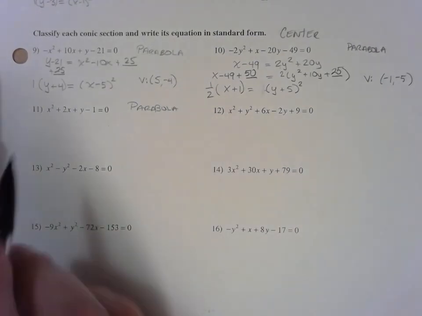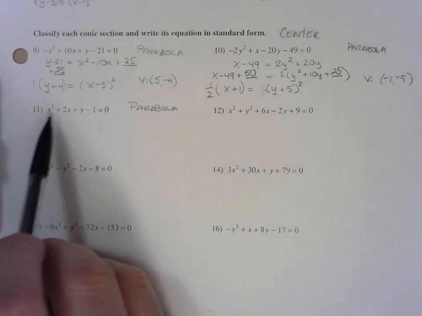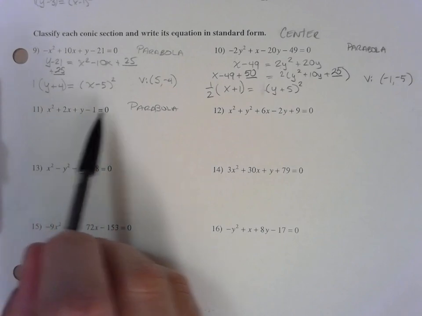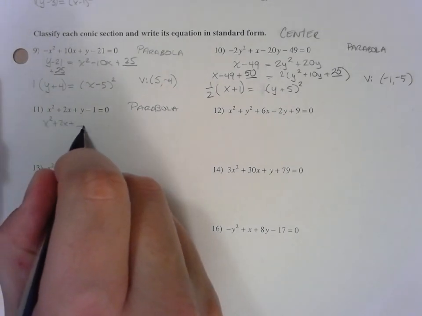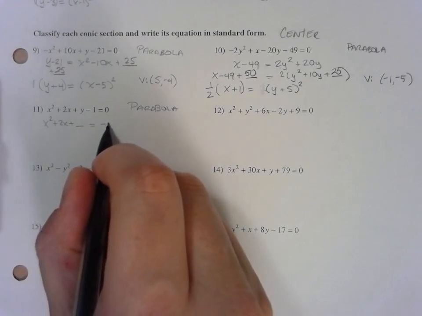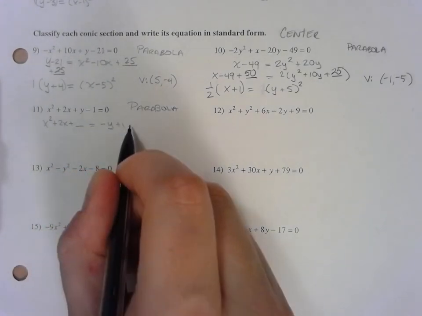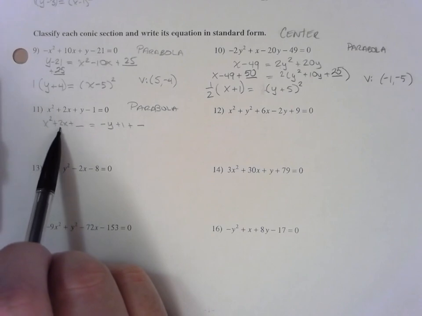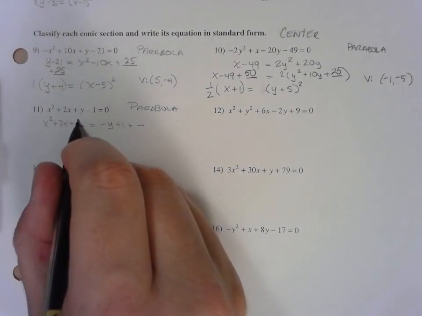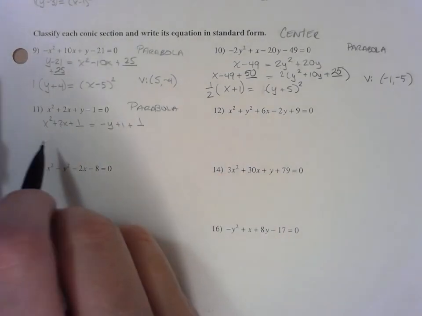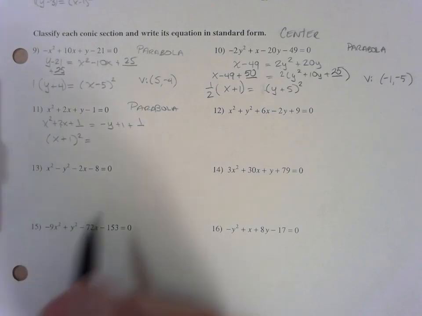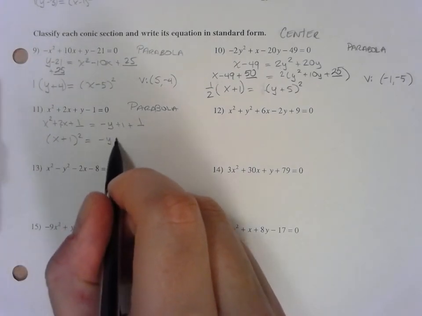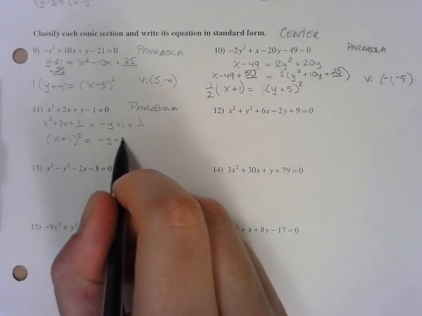We're going to keep the x squared and the 2x on this side. I'm going to move the y minus 1 to the other side. x squared plus 2x plus some number equals -y plus 1 plus some number. Take the 2, the linear coefficient, divide by 2, square it, and add to both sides. Completing the square, x plus 1 squared equals -1 times y plus 2.